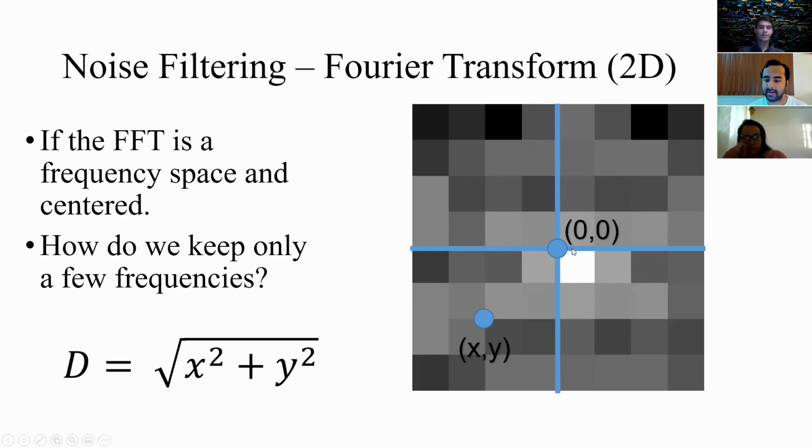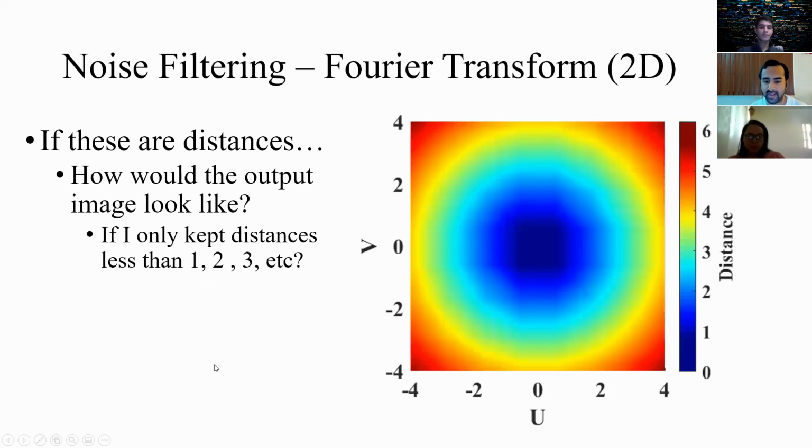And the way you can tell MATLAB how to keep, for example, everything that's within a certain distance of 0, you can just use the Pythagorean theorem, where you have a point x, y, you have your center, and you just find the distance between them. And if you have these distances, you can make a graph like this, where starting at the center, as you go off from the center, you have distances that are 4 units away, positive and negative in U, and positive and negative in V. And then here's a color grading that shows you how far away you are from the center.